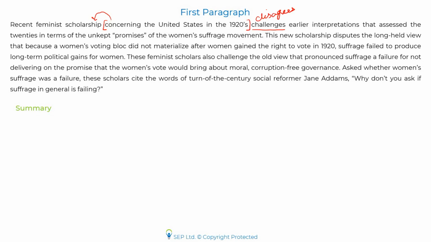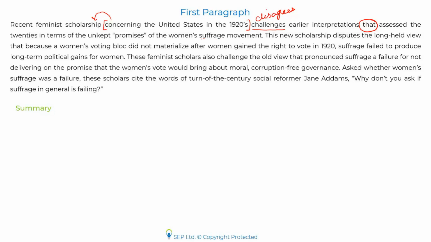So this recent feminist scholarship disagrees, okay, with what? Challenges earlier interpretations. Earlier would mean probably before the 1920s. Interpretations made about something maybe. So what are these interpretations? Interpretations that assessed. So we have a relative pronoun clause here. These interpretations from before the 1920s assessed, meaning examined, the 20s, that means the 1920s, in terms of unkept promises of the women's suffrage movement.